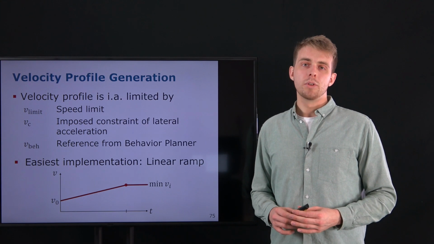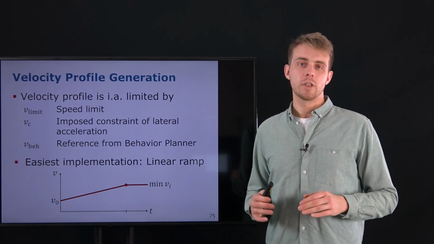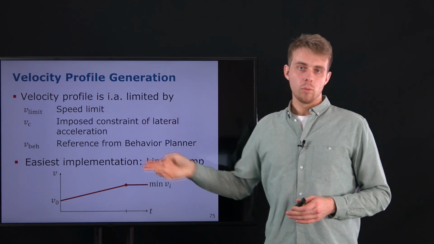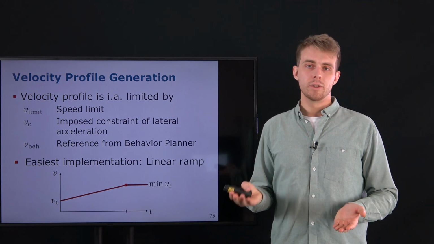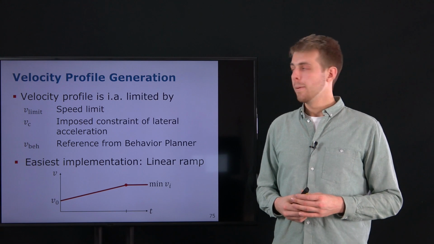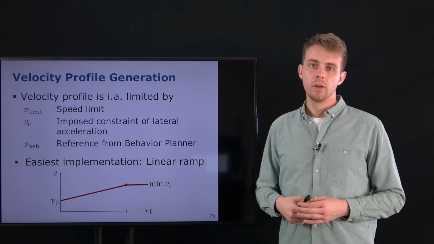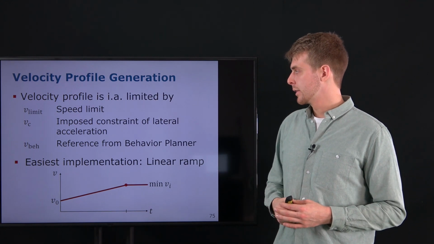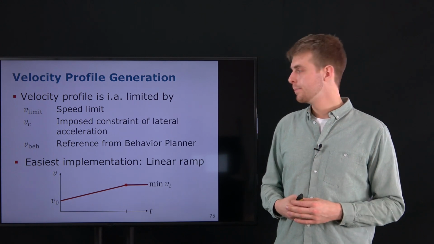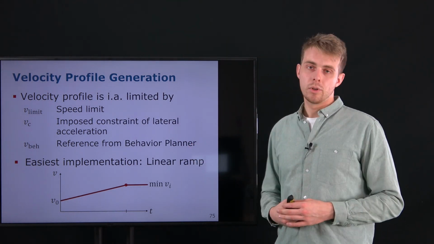Here we need to account for the different velocities or velocity limits which are set from the other modules. We might have a speed limit from the global planner, because you know from the map that there is a maximum speed limit. We might also have the constraint concerning the lateral acceleration from the previously discussed local planner, because we know we need to limit the curvature or limit the speed.